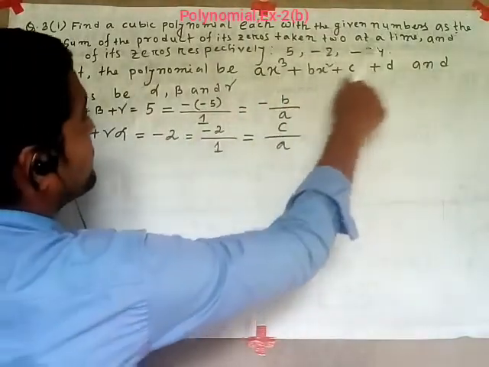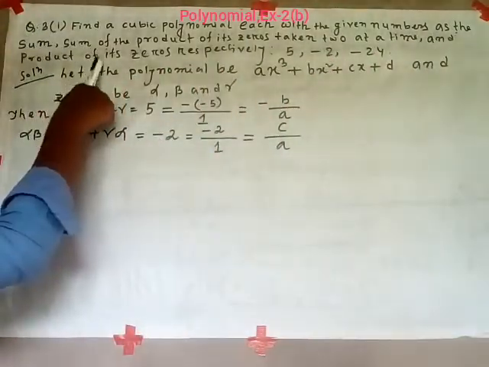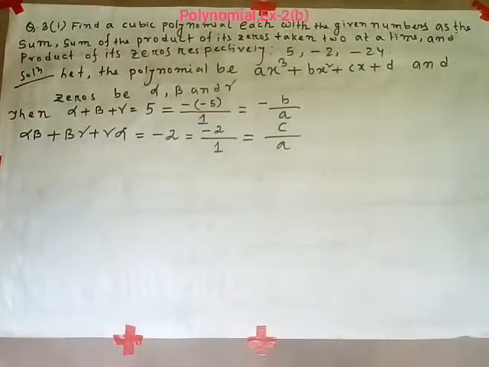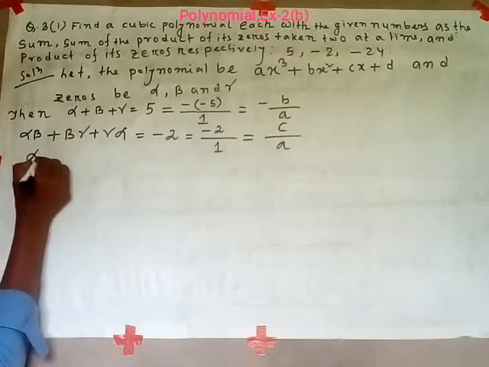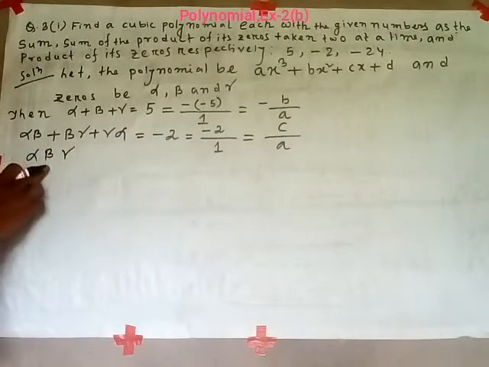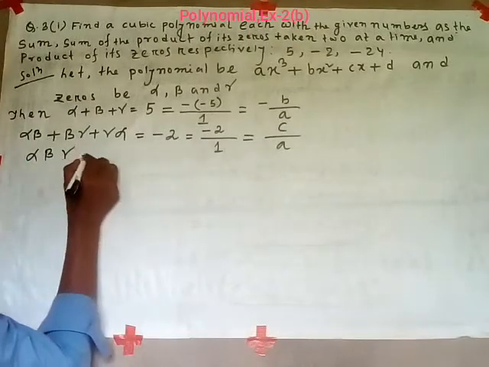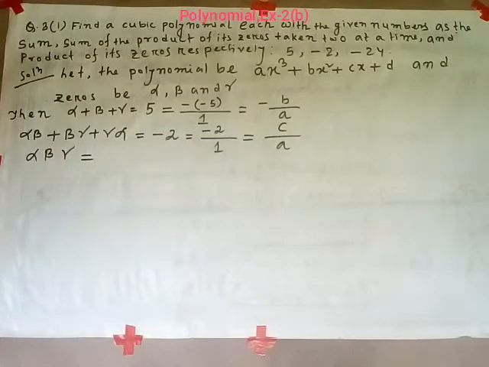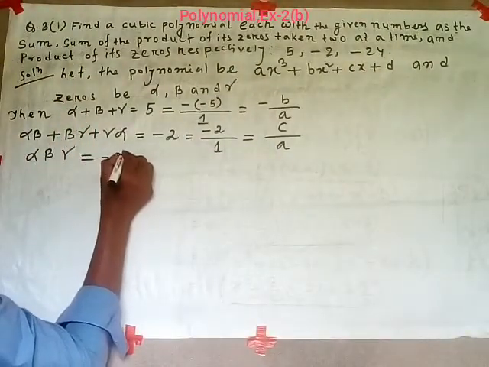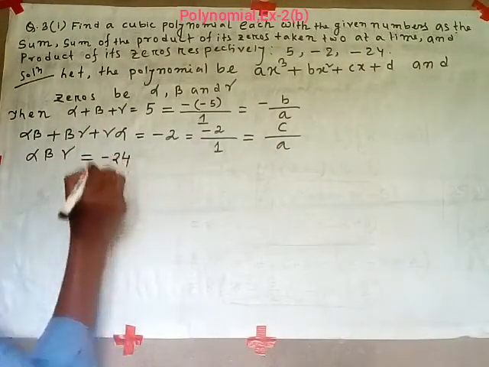And the third part, the product of its zeros, respectively. So product of zeros means what? Alpha into beta into gamma. It means alpha beta gamma equal to, what is given? Minus 24. We can write here minus 24.